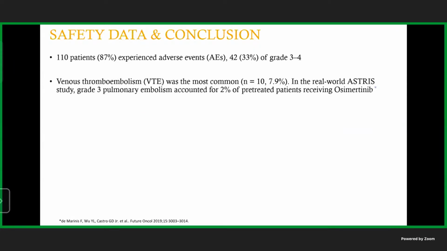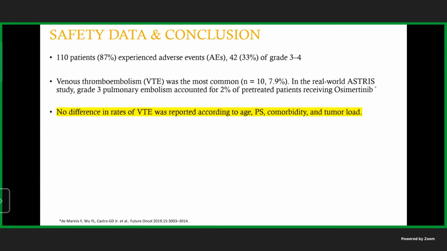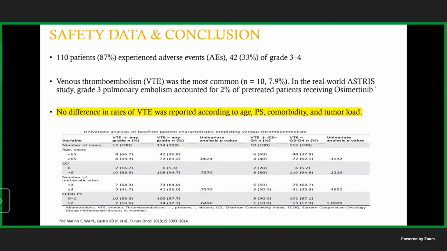So 87% of patients experienced an adverse event. Venous thromboembolism was the most common, that is 7.9%. In the real world study, grade 3 pulmonary embolism accounted for 2% of the pre-treated patients receiving osimertinib, and no difference in the rate of VTE was reported according to age, PS, comorbidity, or tumor load.